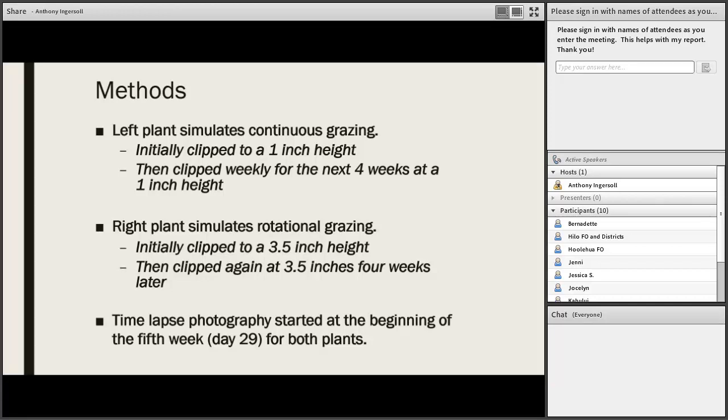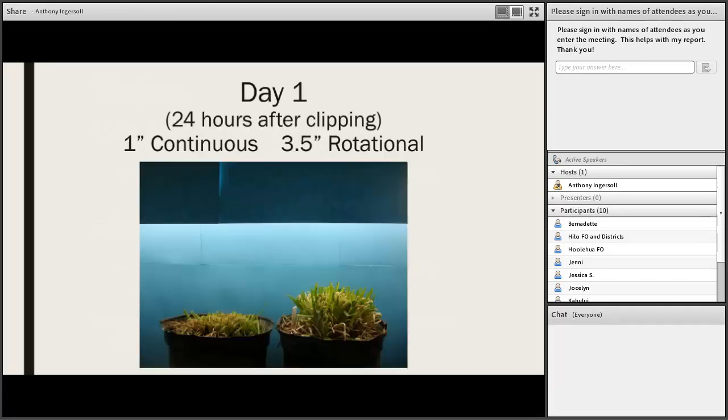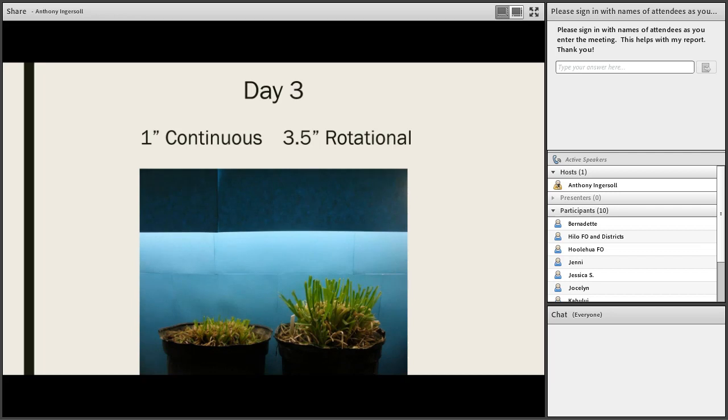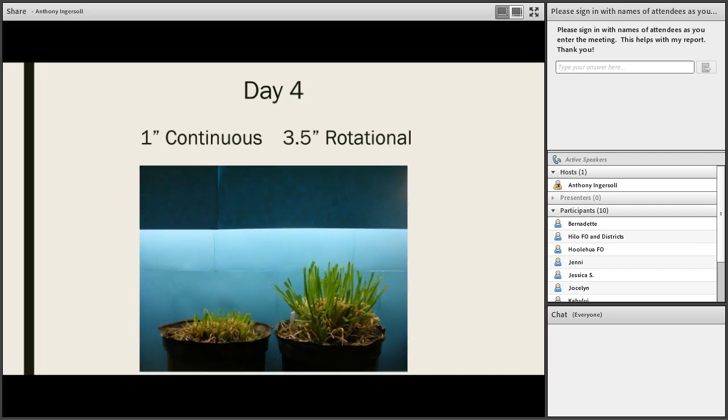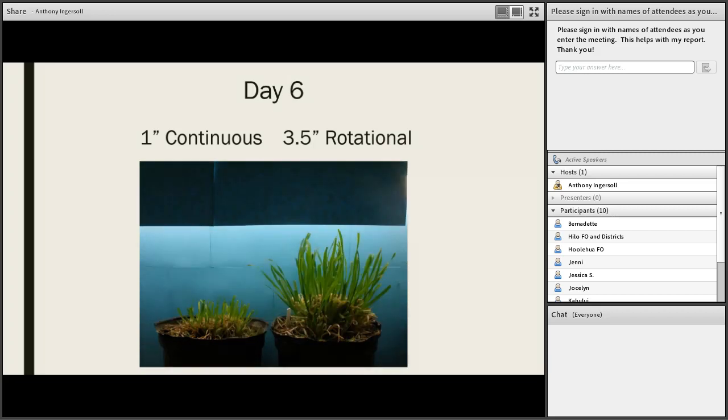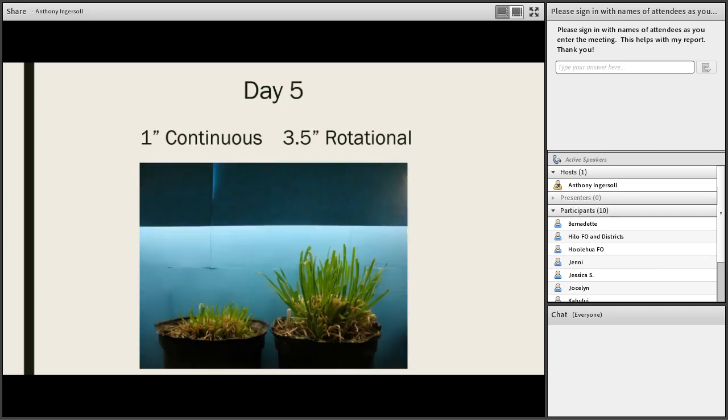I'm going to go through these kind of quickly so you can see the effect, and I hope the delay doesn't mess it up. So 1 day after clipping, the plant on the left, again, is continuous grazing. The plant on the right is rotational. Day 2, day 3, day 4, day 5, day 6. Those two plants responded pretty differently based on what they had experienced.